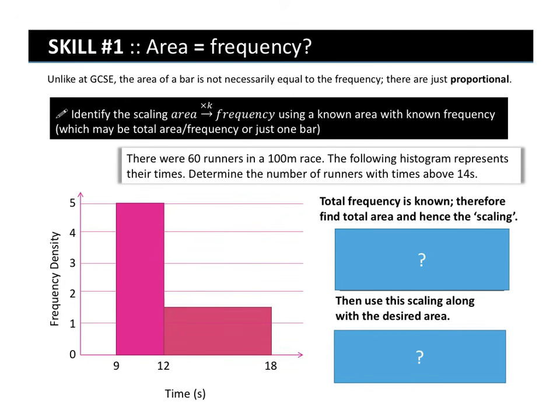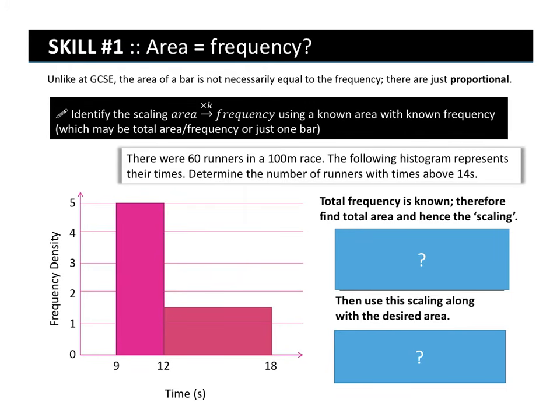Now we're going to move on to some new skills. Unlike GCSE, sometimes the area is not necessarily equal to the frequency. They are just proportional. So this is something slightly new. What we need to find is the scaling of the area. If you remember direct and indirect proportion, we had our lovely k's, because they are going to be in direct proportion.